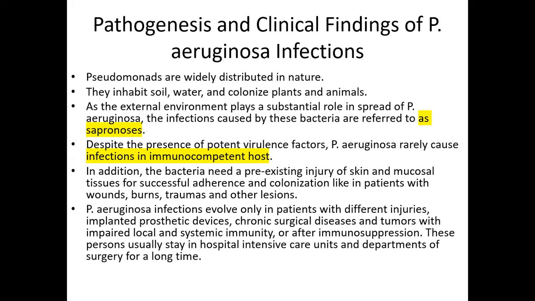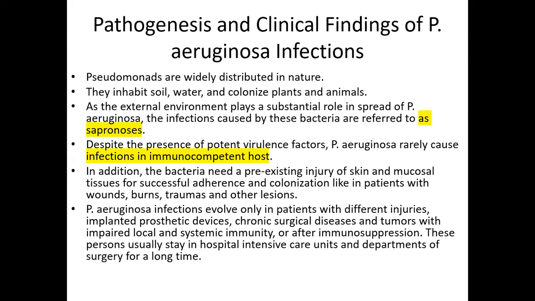Despite the presence of potent virulence factors, Pseudomonas aeruginosa rarely causes infection in an immunocompetent host. In addition, the bacteria need a pre-existing injury of skin and mucosal tissue and successful adherence and colonization, like in patients with wounds, burns, traumas, and other lesions. So Pseudomonas aeruginosa is not dangerous for healthy people without any wounds, but it can cause very serious hospital-acquired disease and post-wound disease.